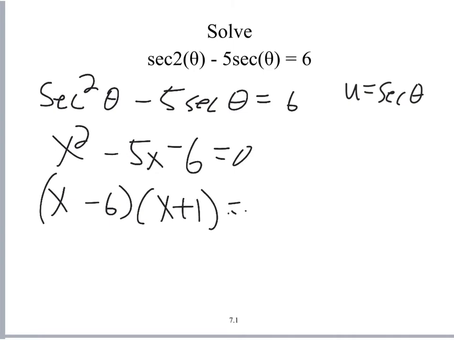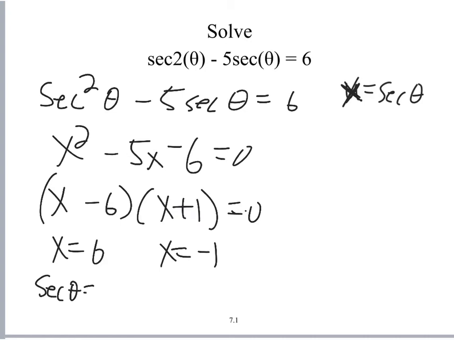I think that does it. So u has to equal 6. u has to equal negative 1. But remember, u is secant. Or actually, I used u over here and wrote x. Here, let me fix that. So I'm going to replace it: secant theta equals 6. Secant theta equals negative 1.